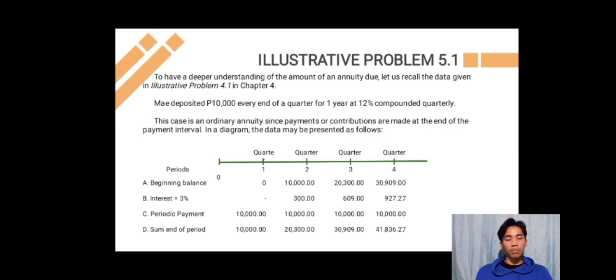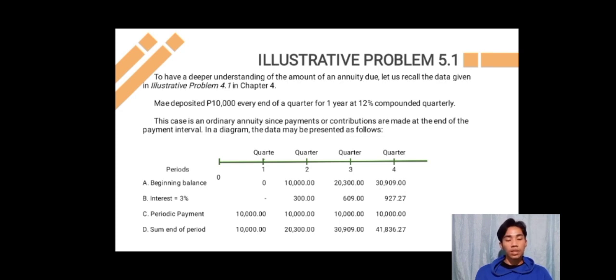So, sa ordinary annuity, sa beginning balance, 0 kasi nagsisimula ang payment sa end ng quarter interval. So, end ng payment interval. So, 0 balance sa interest, 0, walang matotal kasi wala pa siyang naibabayad. So, sa periodic payment, dun pa sa end ng period, dun pa siya nagbayad ng 10,000. So, sum of end of period niya, meron siyang 10,000.